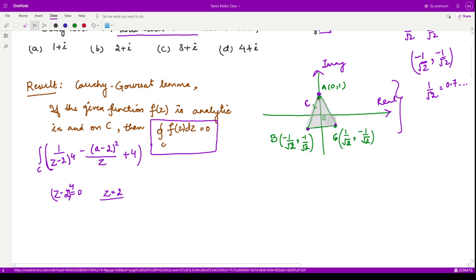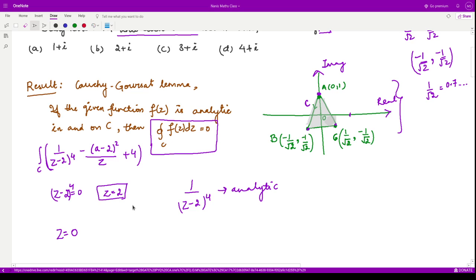But you see our closed contour C is defined by this triangle ABC and the point z equal to 2 lies outside this curve C. It would be somewhere here. So this is not a problematic point. So we can say this function 1 upon (z minus 2) raised to power 4 is an analytic function, right? Another point that could create a problem would be z equal to 0.